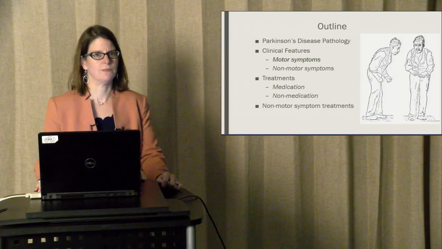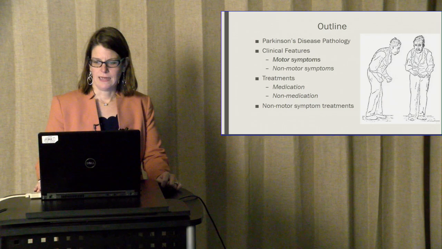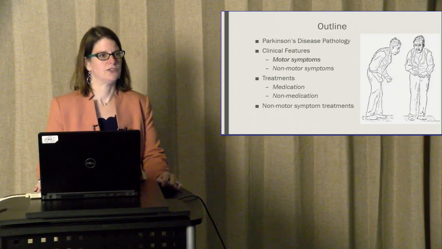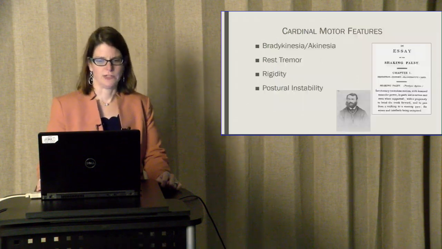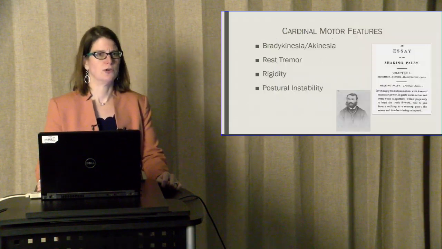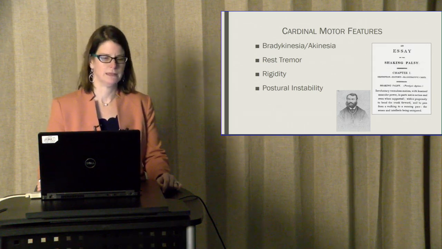You can see he doesn't have much facial expression. That's the masked facies of Parkinson's. And he's holding his hands in a certain posture that looks like he might be having a tremor. So we'll talk more about each of these features. The cardinal motor features of Parkinson's, the most important one is bradykinesia, or slowness of movement.